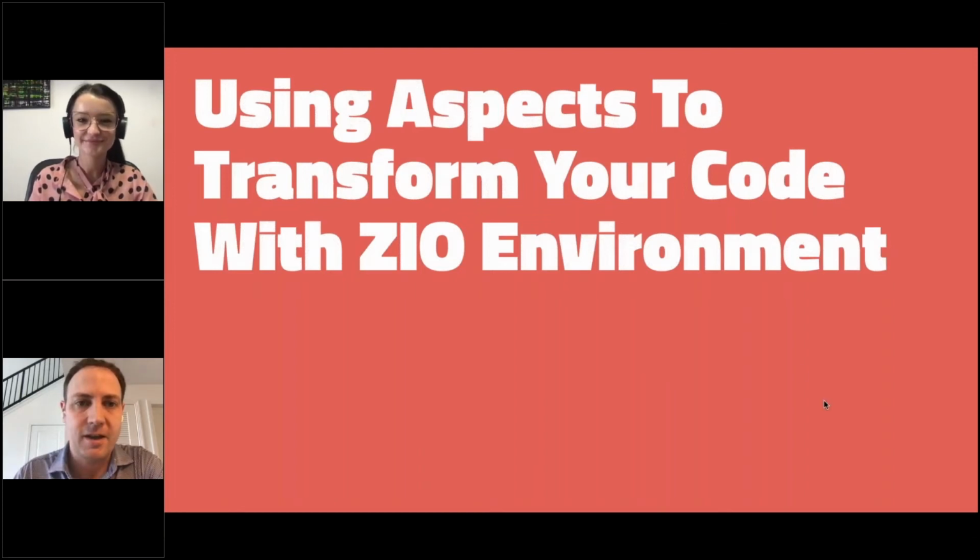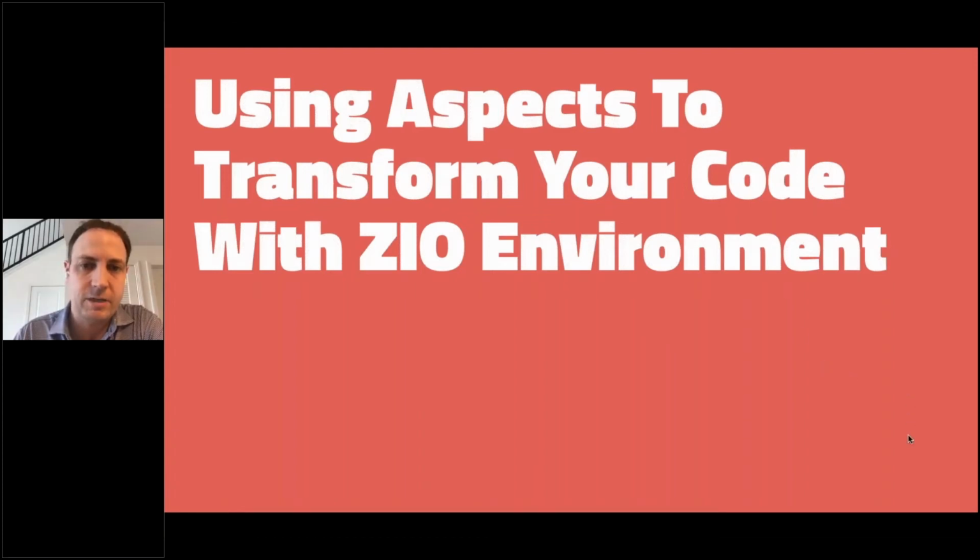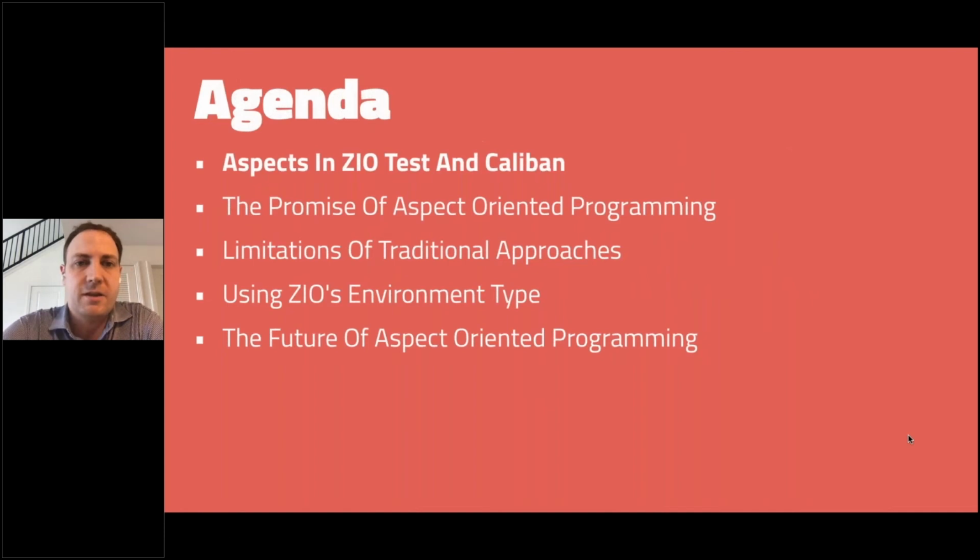So today we're going to talk about using aspects with ZIO and the ZIO environment. To start off, we're going to talk about aspects in a couple specific libraries in the ZIO ecosystem, ZIO Test and Caliban, and we're going to see how aspects there provide some really nice functionality for the users of those libraries. But then we're going to step back from that and say, well, what's common between those features, and is that just something special to those libraries, or is there something we can take away from that that maybe we can apply to writing our own code?